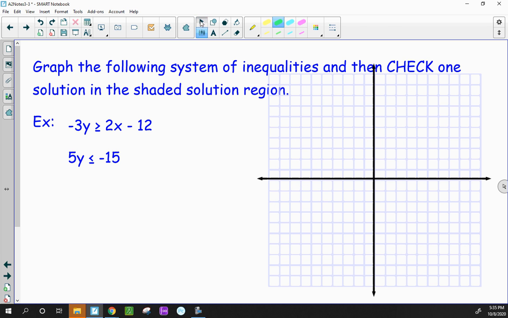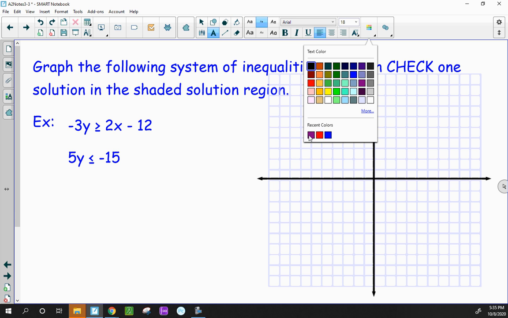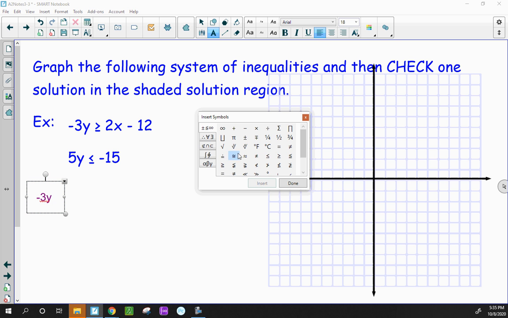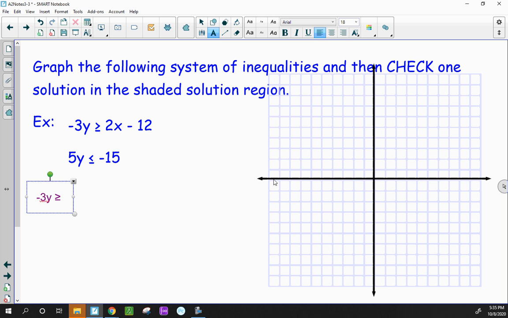Okay, let's try another one, number 2. On the first one, I noticed there's 2 variables again. So we're going to do negative 3y, and that's greater than or equal to 2x and minus 12. And you're going to divide everything by negative 3.